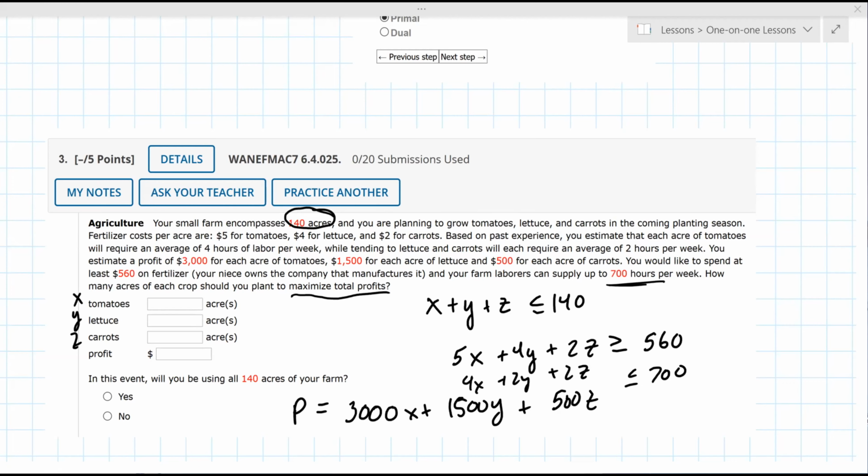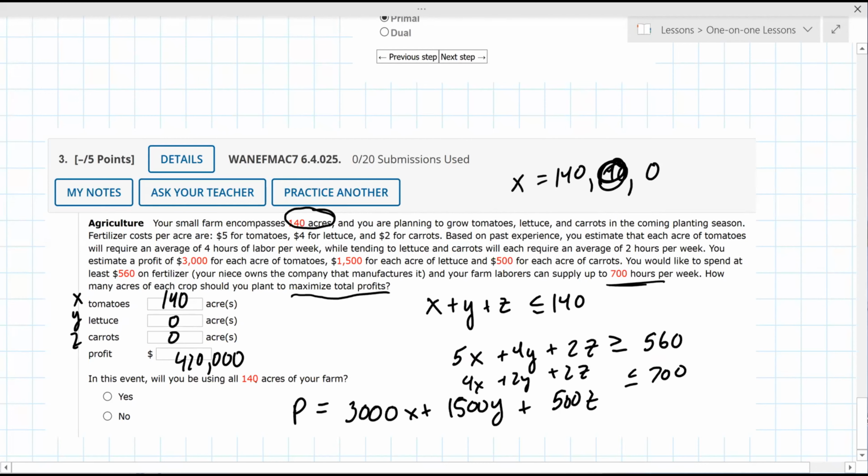Well, it actually did give a solution. So the solution it gives is, I didn't look closely enough, 140, 140, and then 0. So let's try that. Well, that doesn't work. Sorry, 140, 0, 0. Let me see here. Yeah, 140, 0, 0. So it did give a solution. I didn't catch that. So it's 140, 0, 0. And then the profit is 420,000.